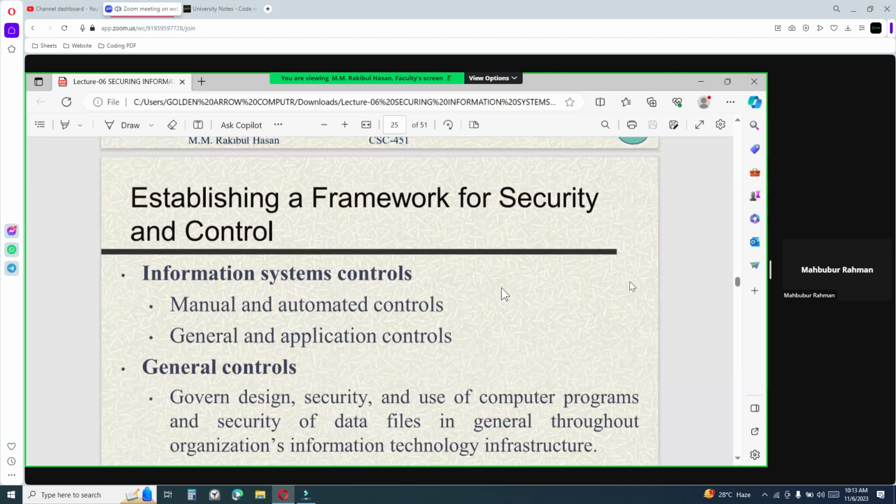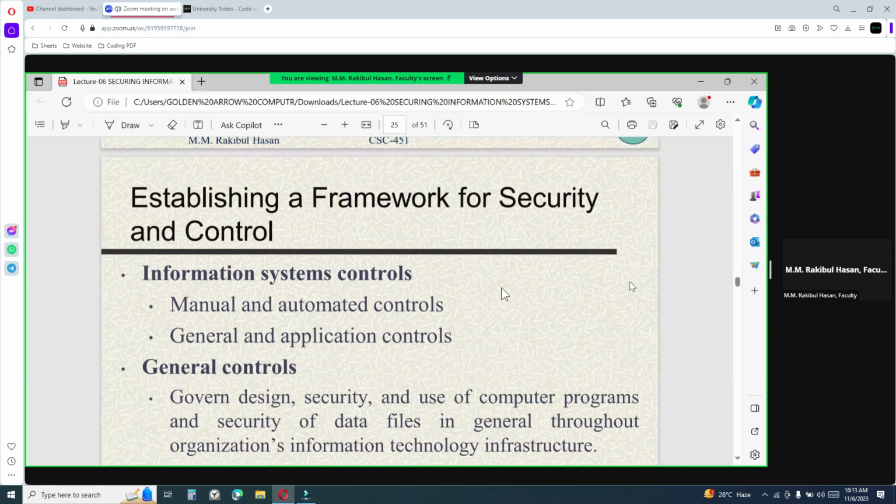The question repeat again, please, sir. Establish a security framework for an information system, or you can say propose a security framework for a specific information system, or to secure an information system. Clear? What will be the answer? 7 points you have to discuss mainly. What are the points?